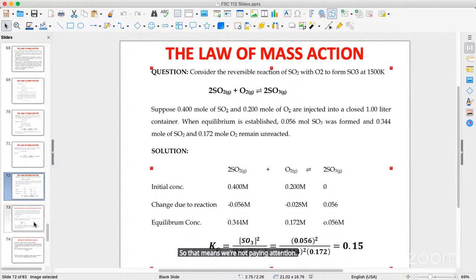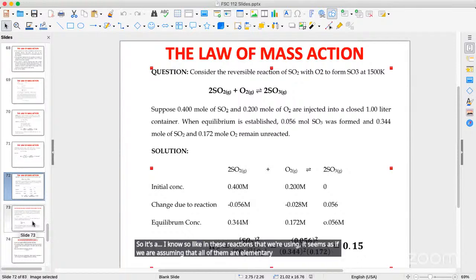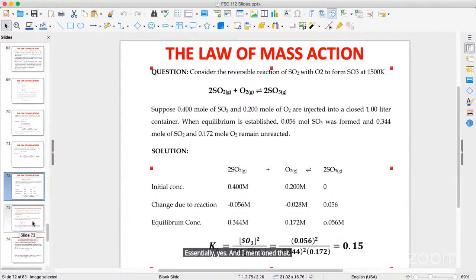Sorry, sir. Also, in these reactions that we're using, it seems as if we are assuming that all of them are elementary, as in we're using the actual molecular. Essentially, yes. And I mentioned that they are treated as elementary reactions. Okay, thank you very much, sir.